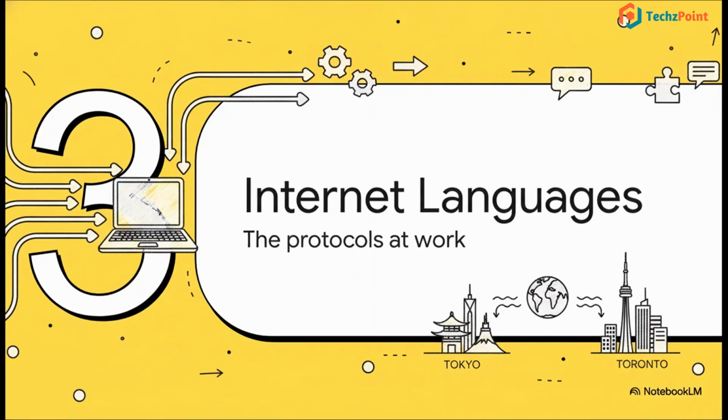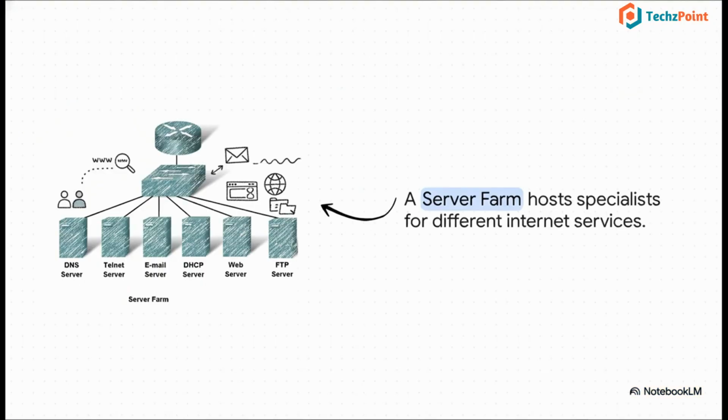Okay, but for any of this to actually work, all these devices need to speak the same language. And that's where protocols come in. You can think of them as the strict rulebooks, the universal languages of the internet, that make sure a request from a laptop in Tokyo can be perfectly understood by a server in Toronto. A really great way to picture this is to imagine a server farm where every server is a dedicated specialist.